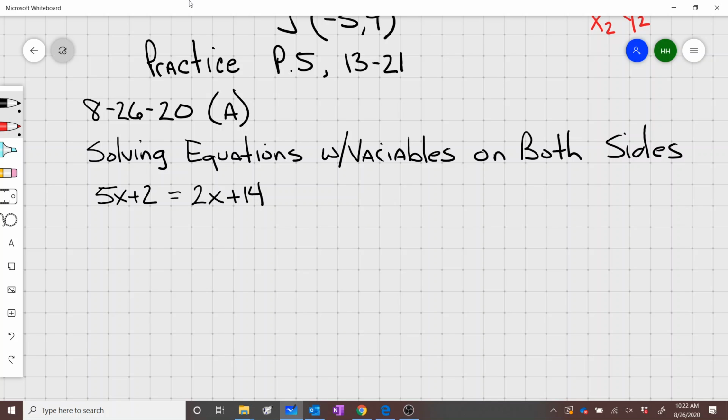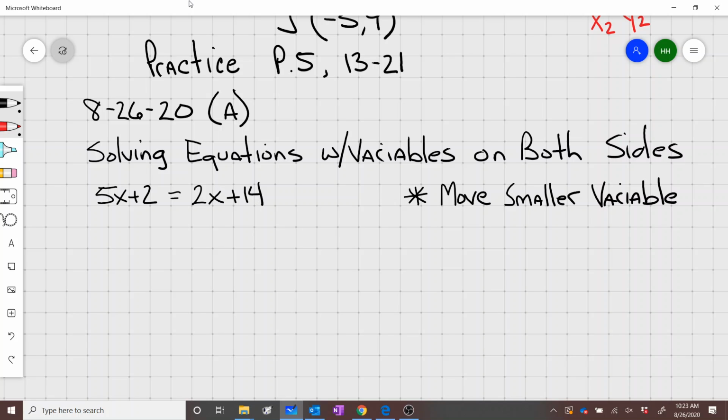And I'm going to suggest that you always move the smaller variable. Sometimes people start these problems differently. They start by moving the variables to one side or moving the numbers to one side. It doesn't really matter which step you do. I like to move the variables first.